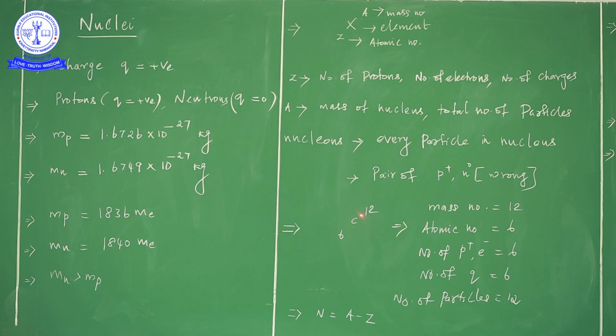When we take the carbon atom, the number of protons is 6, so the number of electrons will also be 6. So if you want to calculate the number of neutrons in the particular nucleus, the difference of mass number and atomic number will indicate the number of neutrons in the particular nucleus.